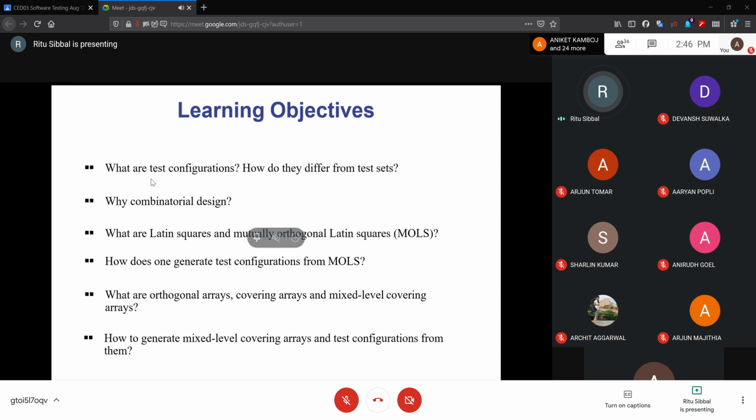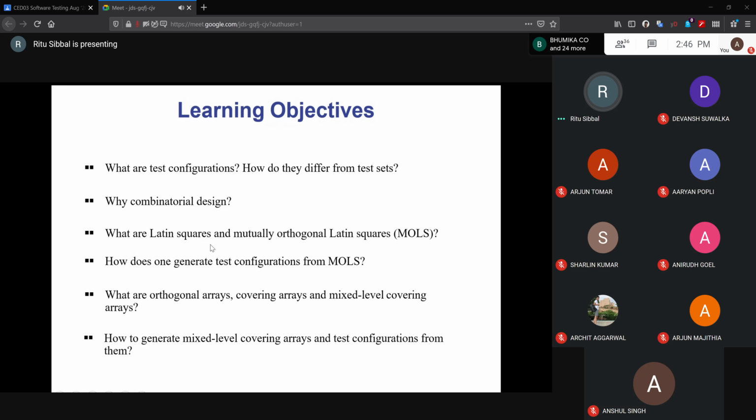So this is a new term which I am introducing, test configuration, because now we will take care of the external environment also. So now we'll see what a test configuration is and how it is different from a test set, and what combinatorial design is and why we use combinatorial design to achieve a powerful technique for testing. Now we will see these procedures for making combinatorial design, Latin squares, mutually orthogonal Latin squares.